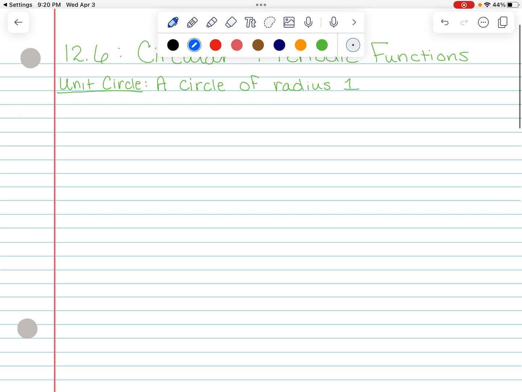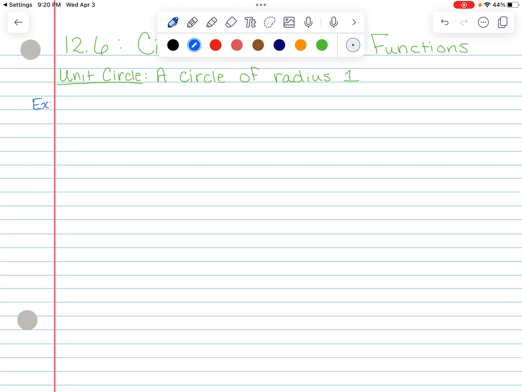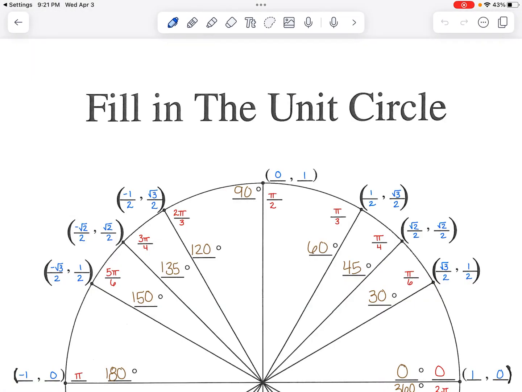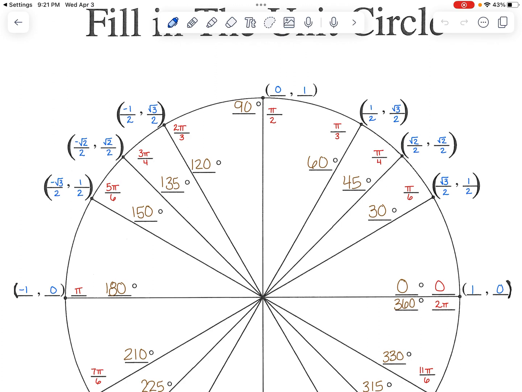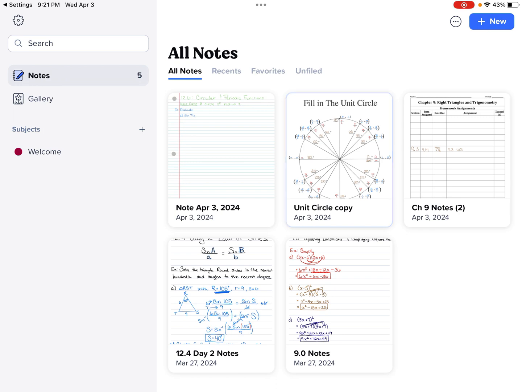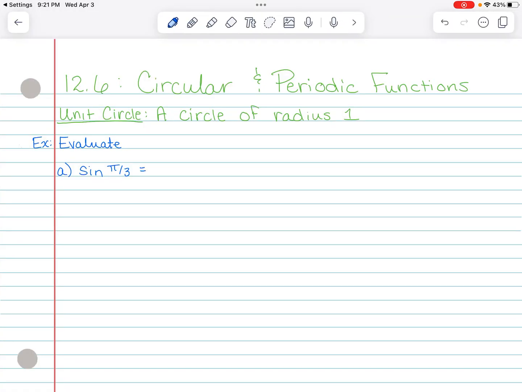And our unit circle, one of the biggest advantages is it allows us to evaluate things such as sine of pi over 3. To do this, again, remember what we do is we pull up that unit circle, we find the angle pi over 3, and on the unit circle, sine is the y values. At pi over 3, the y value is the square root of 3 over 2. So, sine of pi over 3 is square root of 3 over 2.